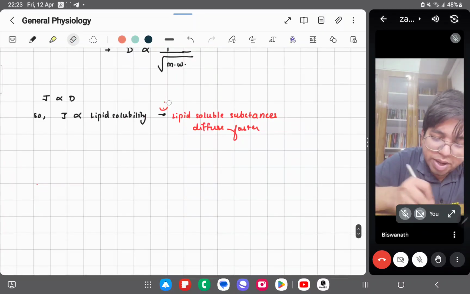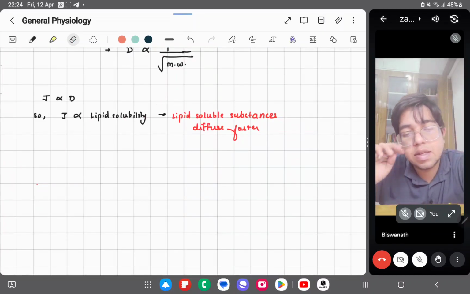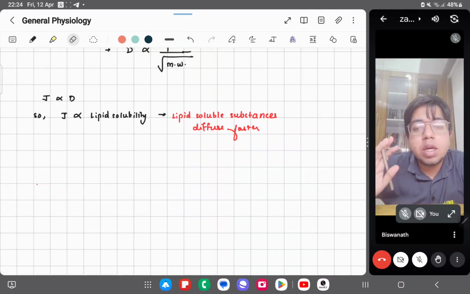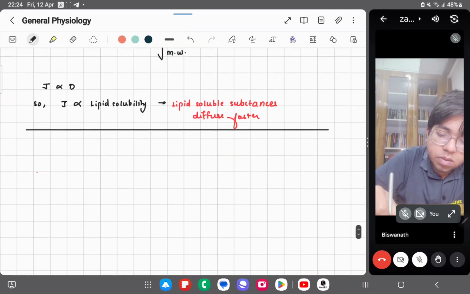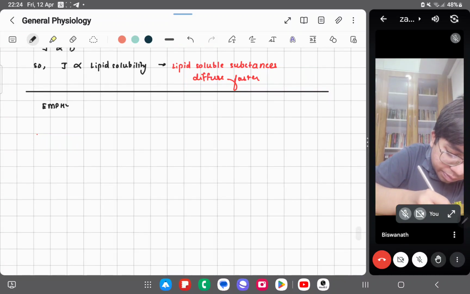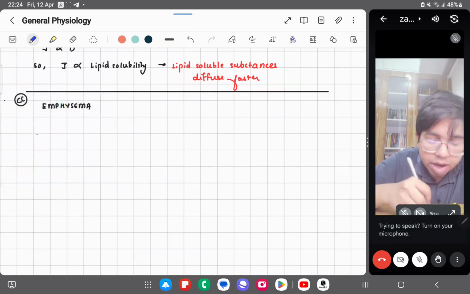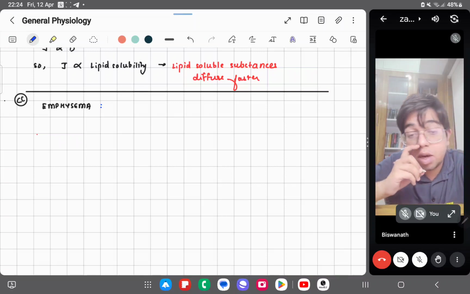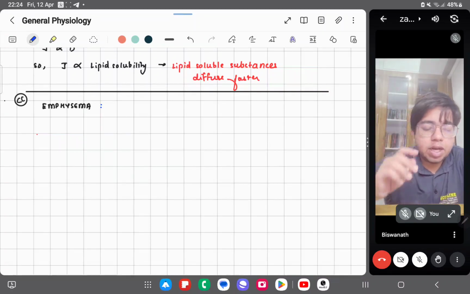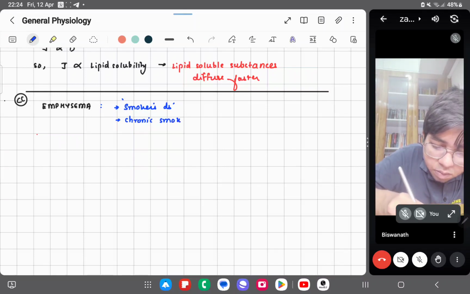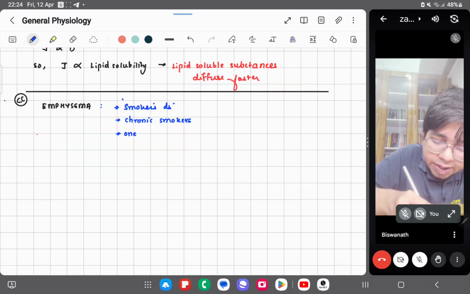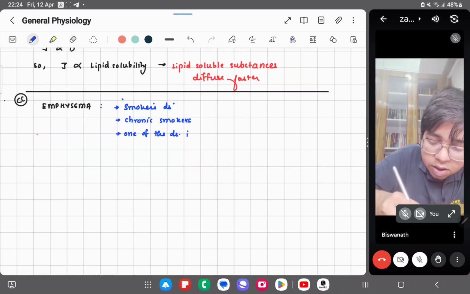So you may derive the intuitions as follows, right? There is a clinical correlation here. Let's take the case of emphysema. I'm writing CC for clinical correlation. Clinical correlations are very, very important. Just listen to me very carefully. Emphysema is the smoker's disease seen in chronic smokers. It is one of the diseases in COPD.